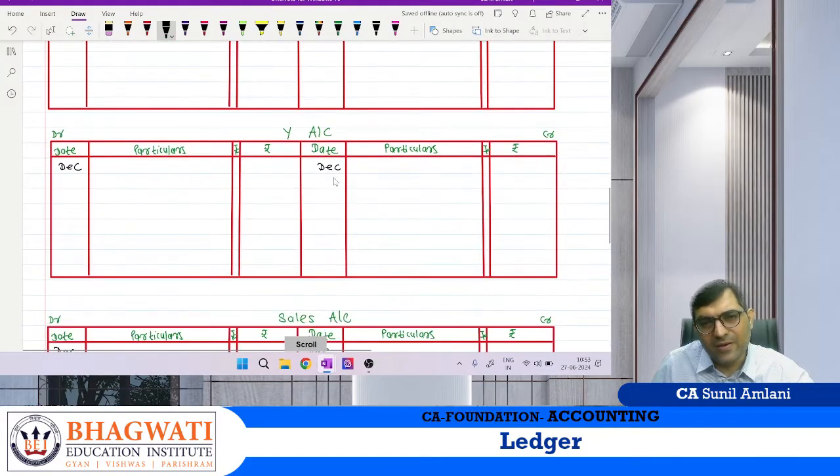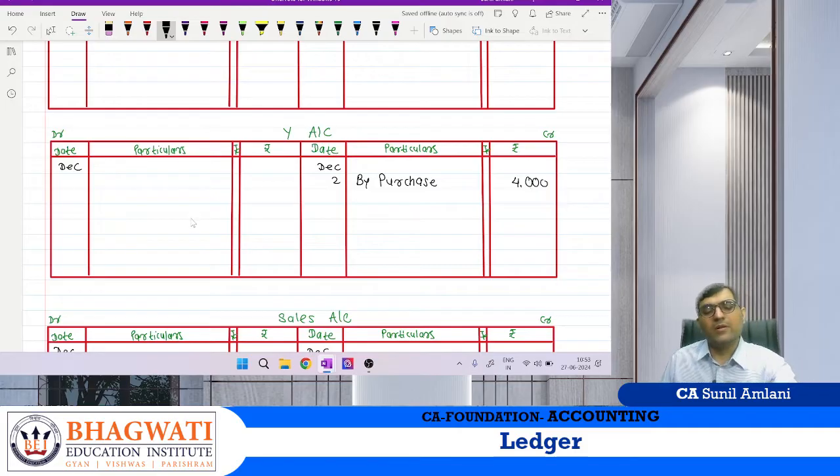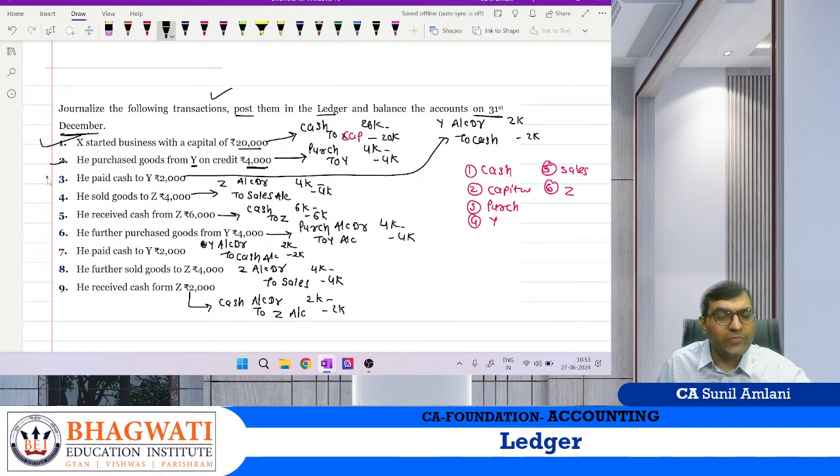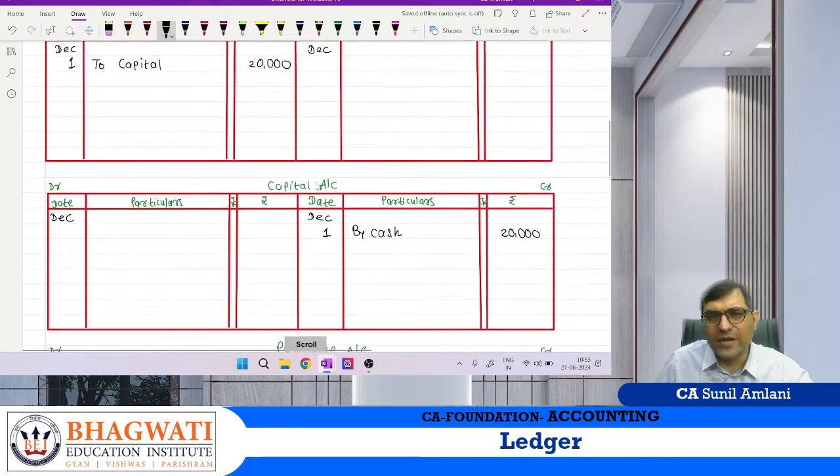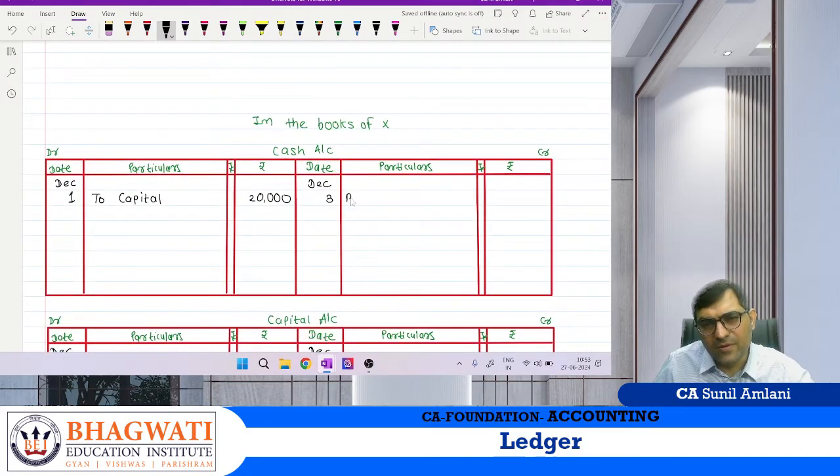Now Y, date 2, by purchase account. This entry is coming from purchase account. How much? 4,000. Okay. Then here we have he paid to Y cash 2,000. So Y account is debit to cash, right? So Y account debit here third, and it is going to cash. How much? 2,000. So in cash I will write third, by Y. How much? 2,000 rupees.